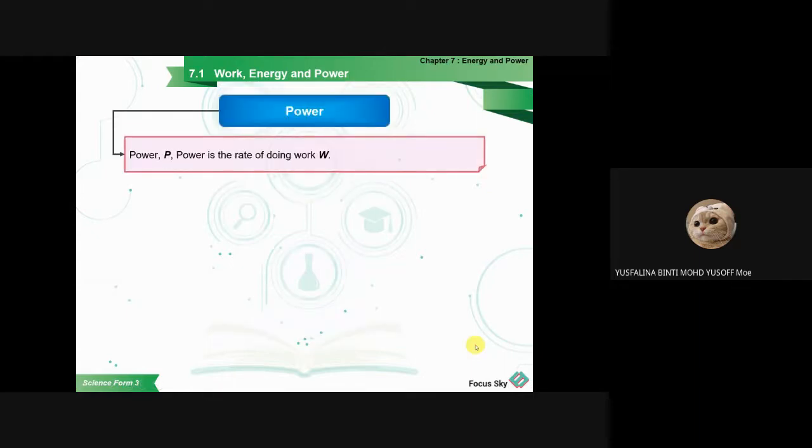So the next one is power. What does it mean by power? Power is the rate of doing work. So this is the formula for power. Power is work divided by time. Work divided by time.